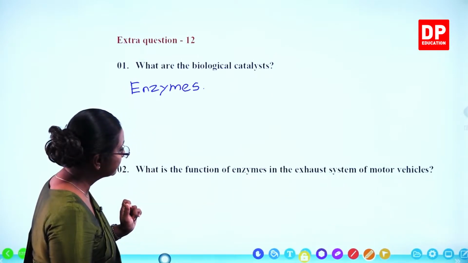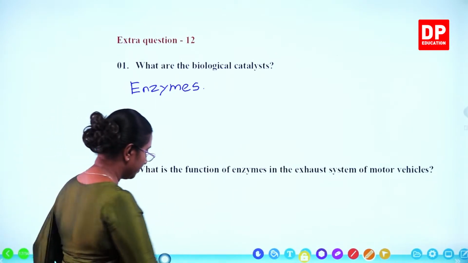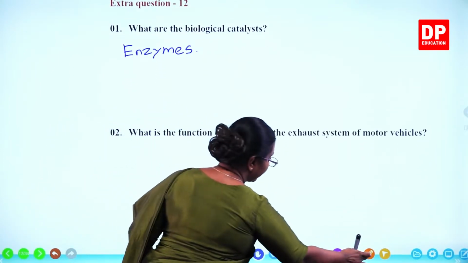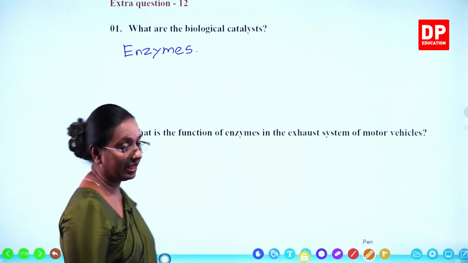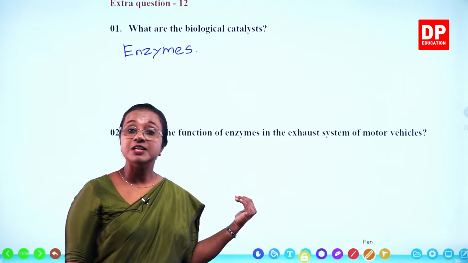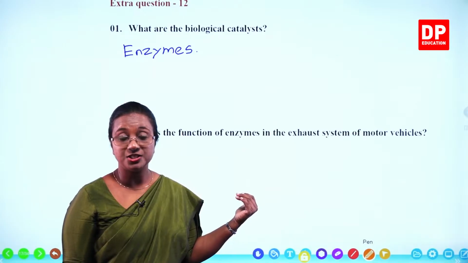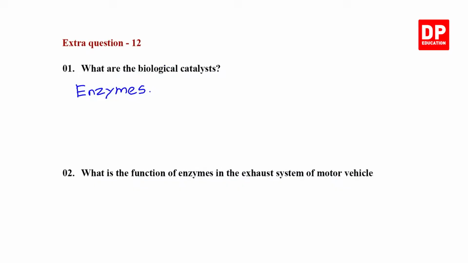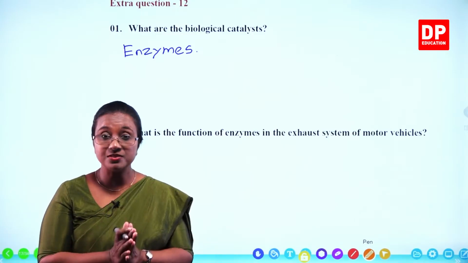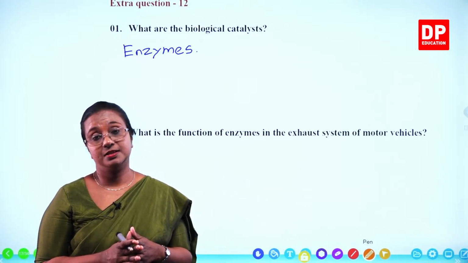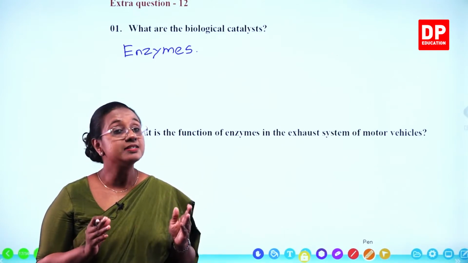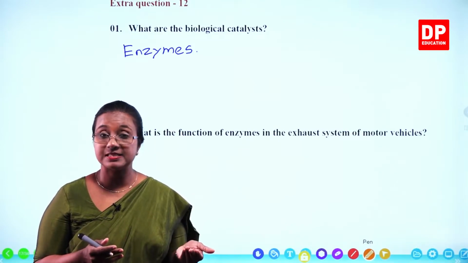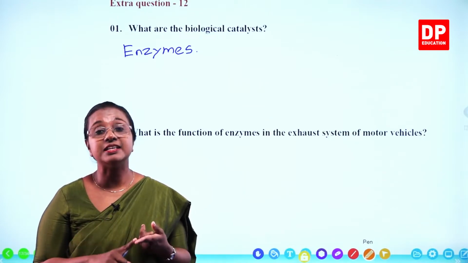Then the second one. What is the function of enzymes in the exhaust system of motor vehicles? So, this is another question that you have to answer. If you all can remember, students, this is given in your textbook under extra knowledge. So you are familiar with the exhaust system of motor vehicles. They have the catalytic converter in them. Now you all can remember when fuel undergoes combustion, normally carbon dioxide is evolved. But in addition to that, there are some pollutant gases or toxic gases. For example, carbon monoxide and nitric oxide.